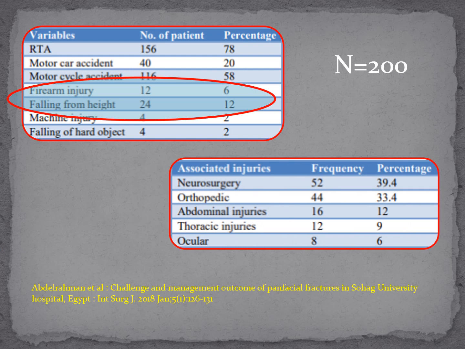A very high percentage of cases involved neurosurgery, as we said, craniocerebral trauma and cervical spine injuries. Also, orthopedic injuries made up a very large percentage. So you may have femur fractures, distal extremity fractures, or other fractures of the orthopedic skeleton. Then abdominal, thoracic, and ocular injuries were also components of these kinds of fractures.